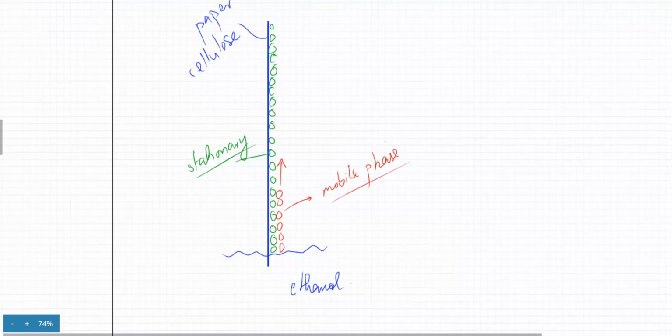ठीक है? ये भी clear है सारों को? Is this clear? सारा clear है? Ali? Yes, sir.